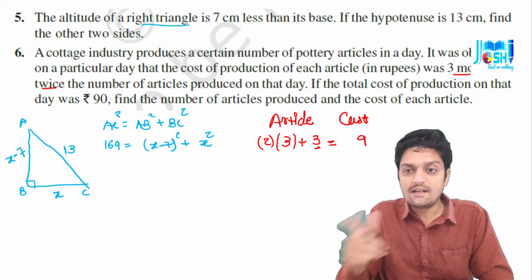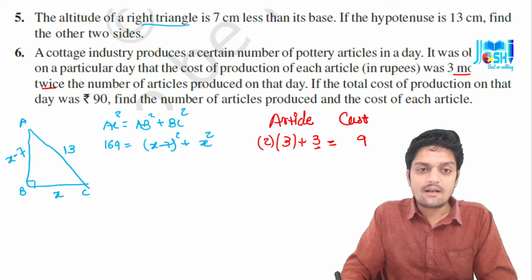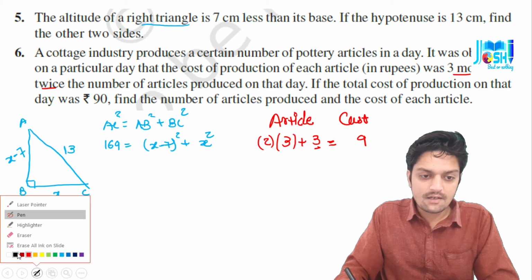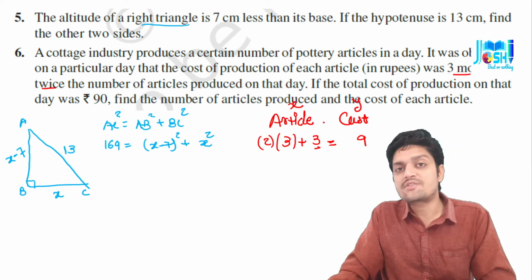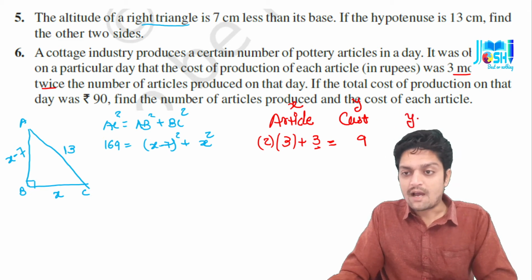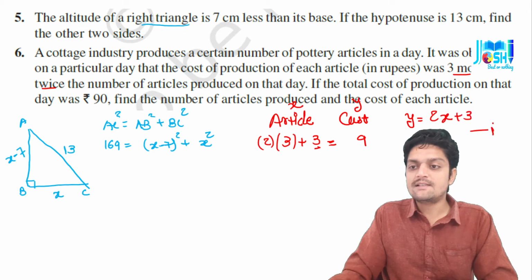Okay, is it clear? So in terms of formula, we have to write that first of all let the number of articles be x. Let me write here, articles is equal to x, and its cost is y rupees. Unit is rupees. Then I can write y is equal to 2x plus 3. This is your first equation.